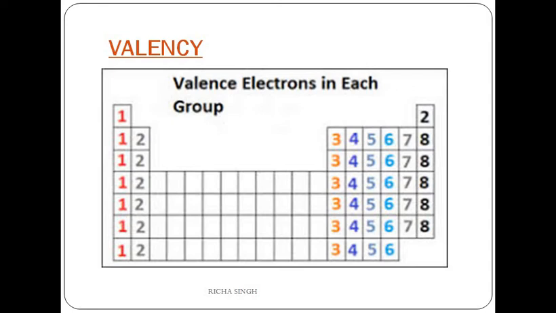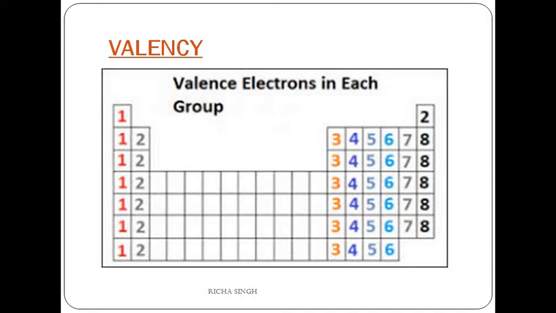Okay, this much you know. The combining capacity of an atom of an element with the atom of other element in order to acquire 8 electrons is known as its valency. So if we see now, all the atoms present in a group, they have the same valency. You know this because group represents the valence electrons of an element. So in a group they will be having the same valency.